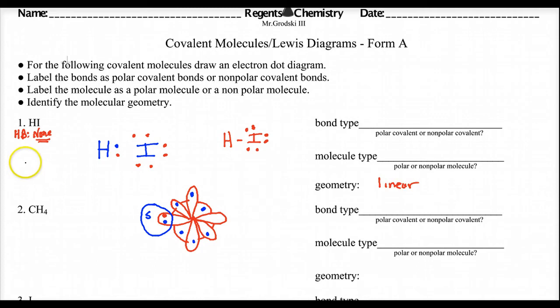We don't have an electron domain geometry. Electron domain geometry would be not applicable here because there's no hybridization. So the geometry of two atoms will always be linear. So we can explain this without hybridization, therefore there is none. The bond type is interesting. The bond type, we have two different nonmetals, two different electronegativities. So we would say that this is a polar covalent bond.